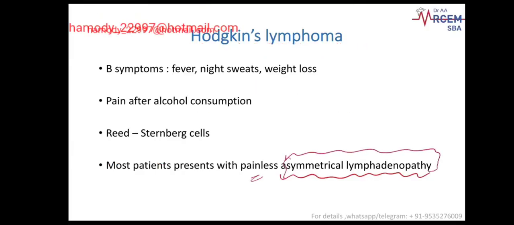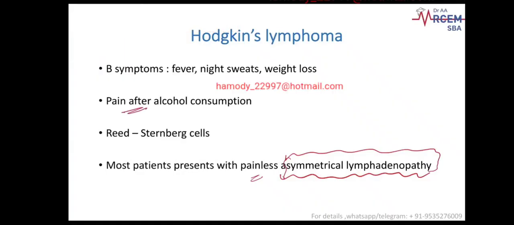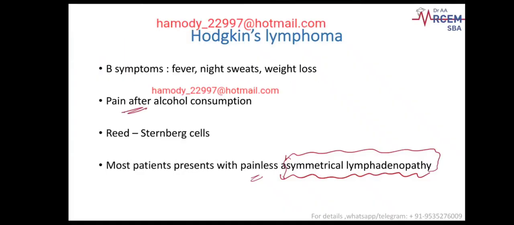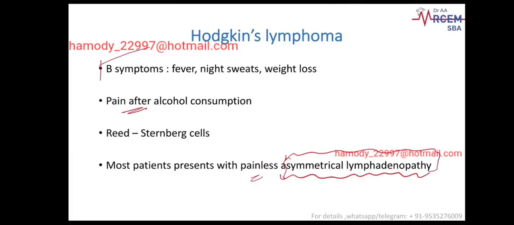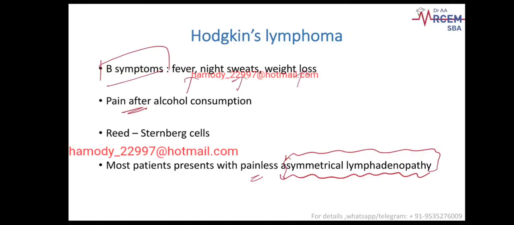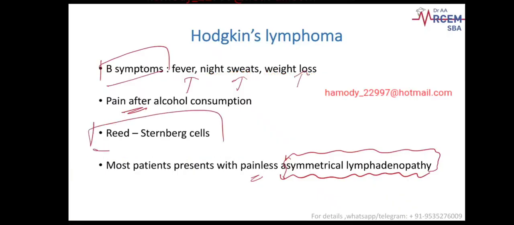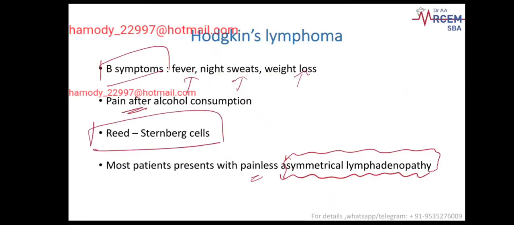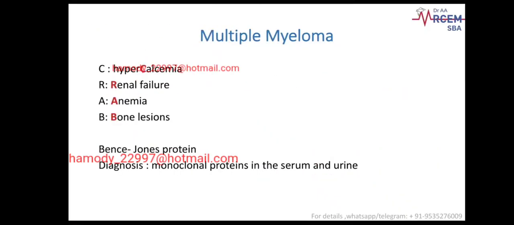It becomes painful usually when they consume alcohol. After they consume alcohol, they complain of the pain. They present with other B symptoms, known as fever, night sweats, and weight loss can be present. Histopathologically, a key cell they look for is known as Reed-Sternberg cells.